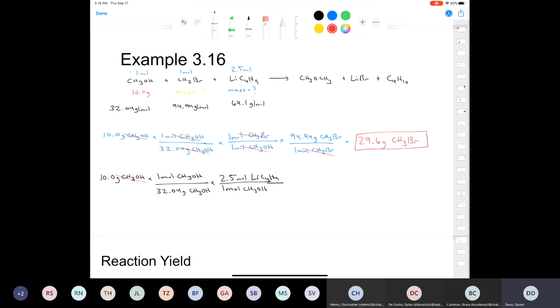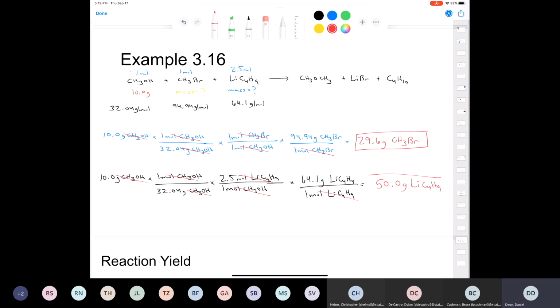And then again, if I was to stop here, grams of methanol cancel. Moles of methanol cancel, and I would have moles of butyllithium, but I want the mass of butyllithium, and so I'm going to use the molar mass of butyllithium, which is 64.1 grams of butyllithium in 1 mole of butyllithium, like that. Okay, let's double check the units. Yes, moles of butyllithium cancel out. I got 50. Again, I'm going to double check it here, divided by 32.04 times 2.5 times 64.1. Yeah, 50.0. So it gives you 50.0 grams of butyllithium.